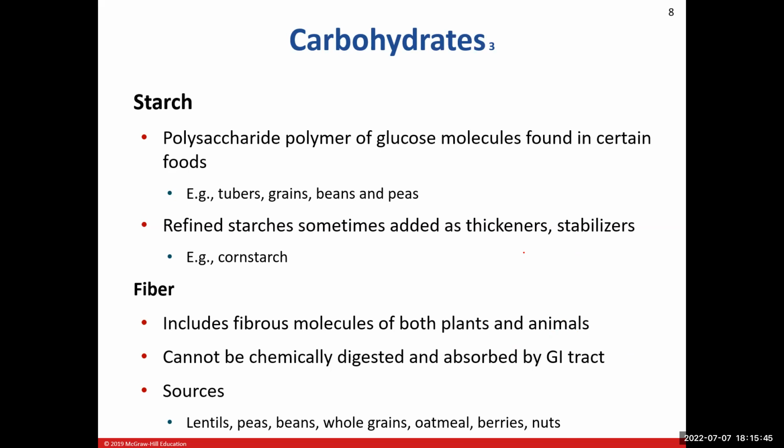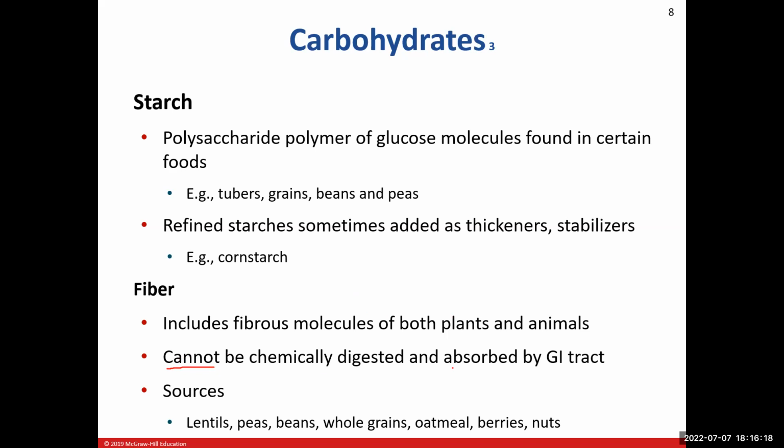Fiber, we're all pretty much familiar with fiber. Fiber is the stuff that helps you to stay regular. When I say that, I mean to have regular bowel movements, because fiber cannot be chemically digested. And if it can't be chemically digested, it's going to remain in the GI tract and be excreted during the defecation process. So we cannot chemically digest it, and we cannot absorb it. So what do we do? We just get rid of it.